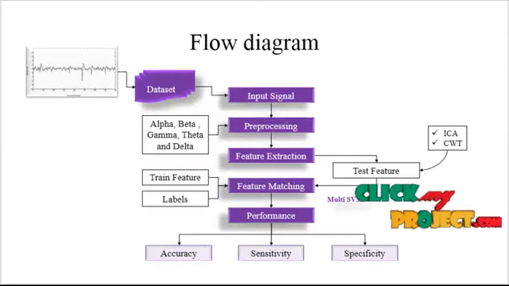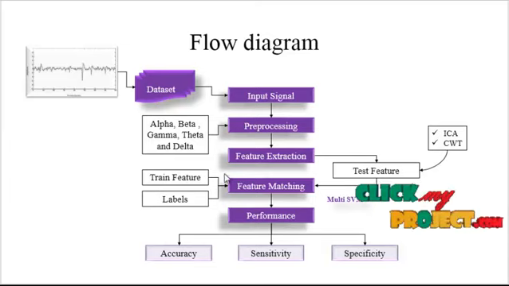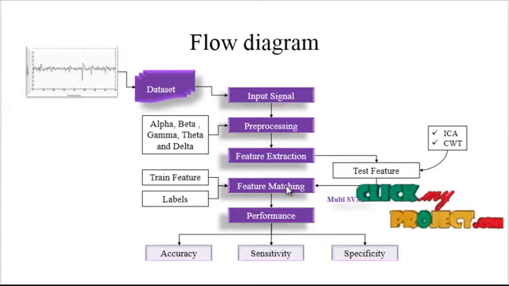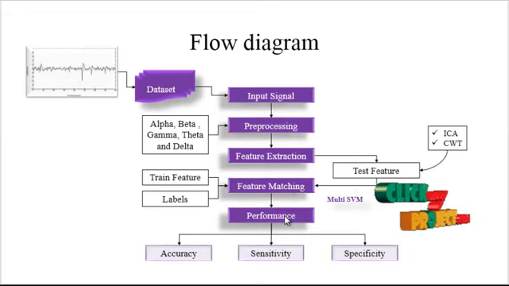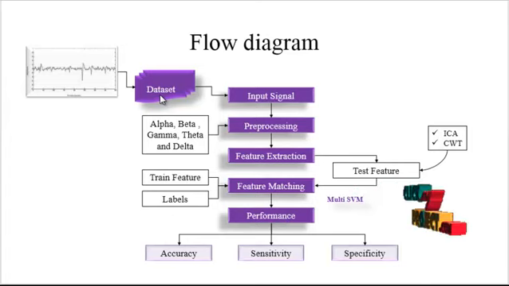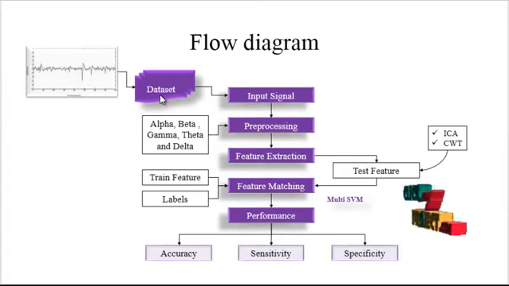Now we are going to discuss the flow diagram of the process. This is the overall working flow of this process. The modules of this project are input signal, pre-processing, feature extraction, feature matching, that is the classification, and finally performance estimation. At first, the input signal is taken from the dataset. The dataset is nothing but a collection of data, which has both normal as well as abnormal signals.